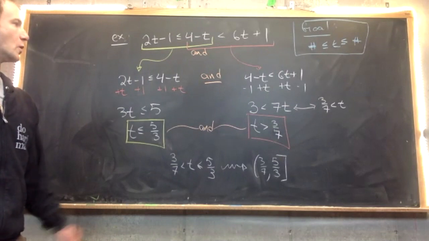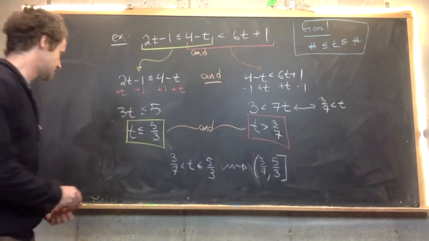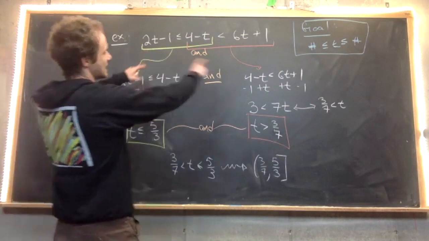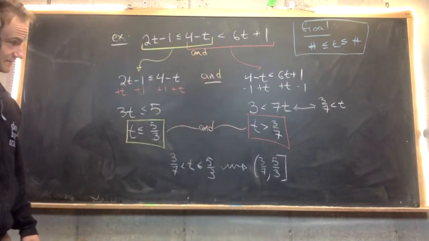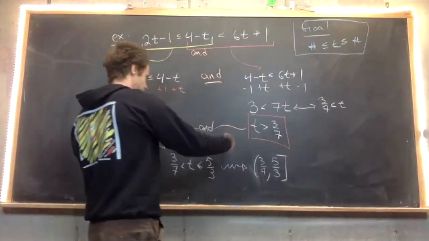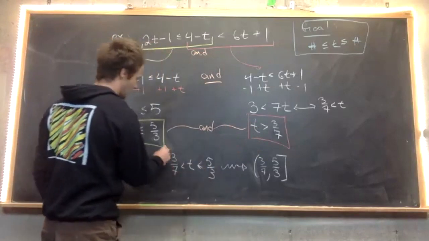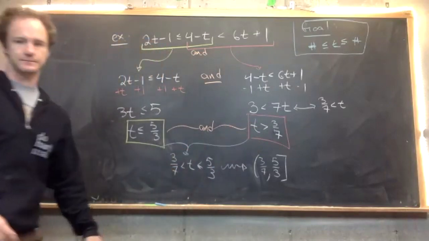So what we did is we added the step at the beginning and the step at the end. The step at the beginning is breaking it into two parallel questions. And the step at the end is putting these two conditions back into this compound inequality right here. Like that.